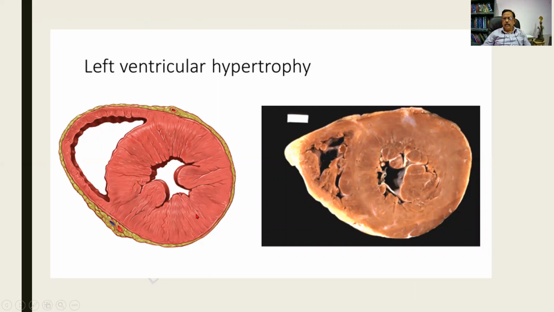Now, what can cause this hypertrophy? Obviously, this particular chamber is doing a lot of work. It is working against pressure. So, it can be physiological, as in the case of hypertension that is untreated. Or sometimes, pathologically, it will be pumping against an aortic stenosis, where there will be pressure overload.